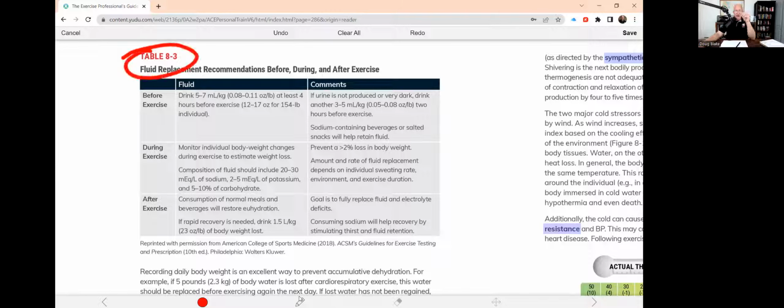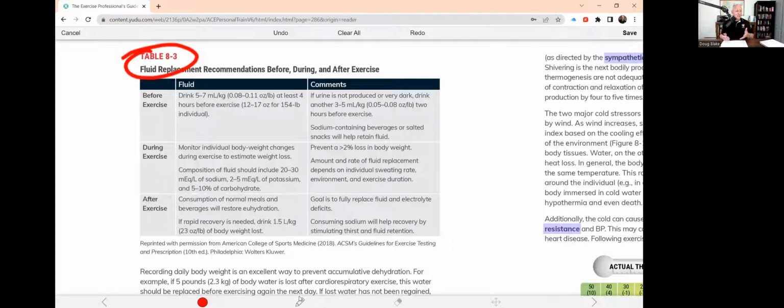Table 8.3. I wanted to show this to you because quite often I'm asked, is there relevant information in the textbook for the real world, for myself training and for others? And the answer to that is yes, absolutely. This is a classic example where, particularly in athletic training, fluid replacement and recommendations, the use of electrolytes, the use of carbohydrate gels, all of these things are really, really important when it comes to performance.